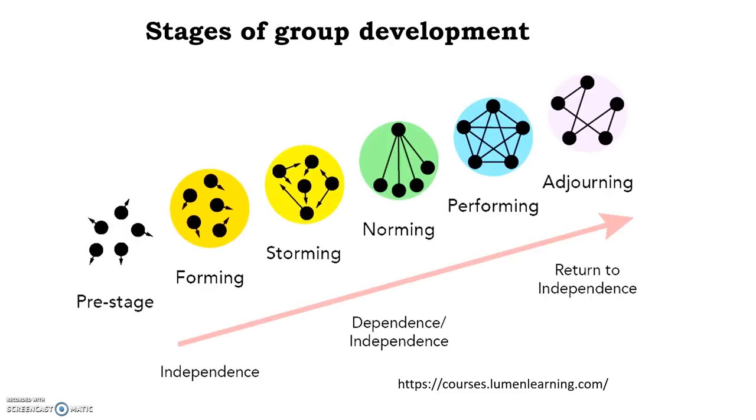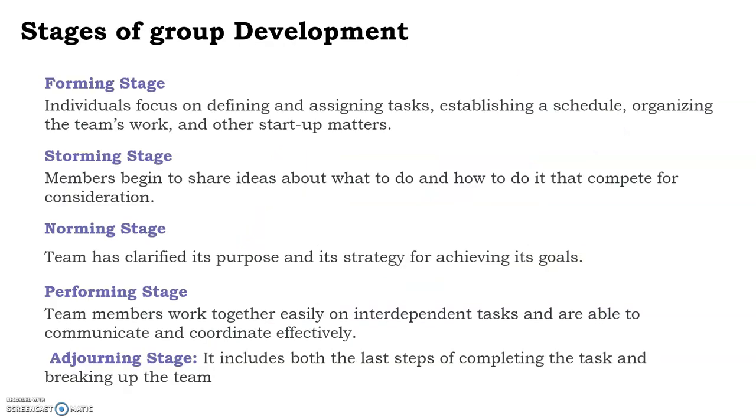The stages of group development. There are 5 stages of group development: forming, storming, norming, performing, and adjourning. The individuals from each department are brought together to form a group, which is called the forming stage. Individuals focus on defining and assigning tasks, establishing a schedule, organizing the team's work, and other startup matters.